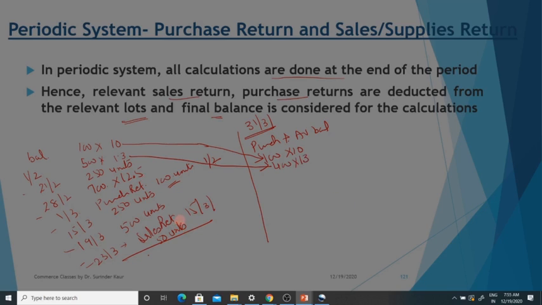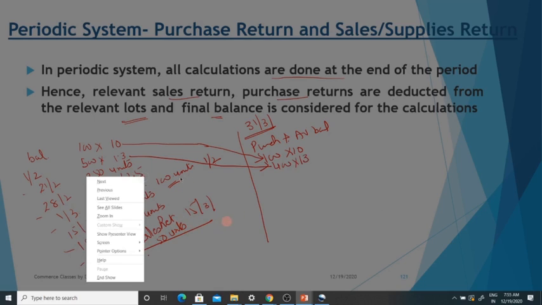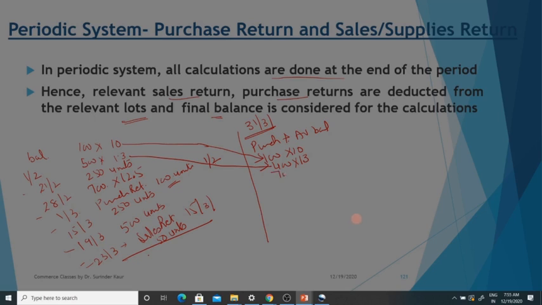Then you had 700 units purchased. Okay, so these are all your purchases. So you will just keep track of all the purchases. Then you have purchase return; we have already adjusted it. So these are the units available for sale. Or we can say this is our lot.